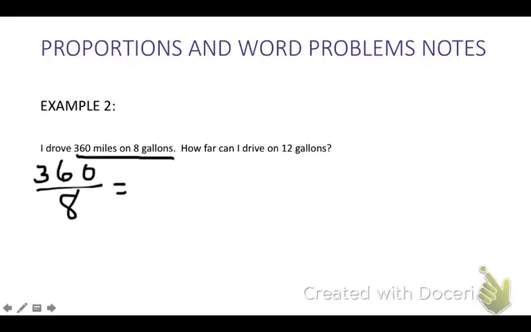And then on the question it says, how far can I drive on 12 gallons? Let's see. 8 represents gallons, so we're going to put a 12 on the bottom because 8 and 12 both represent the idea of gallons. But we don't know how many miles, so we'll call that M.